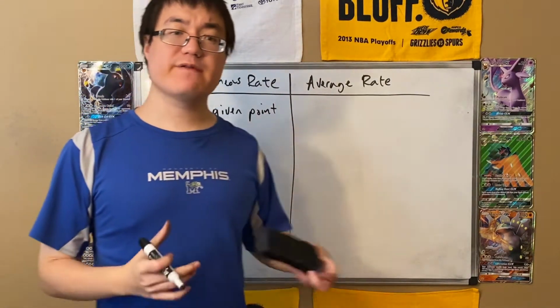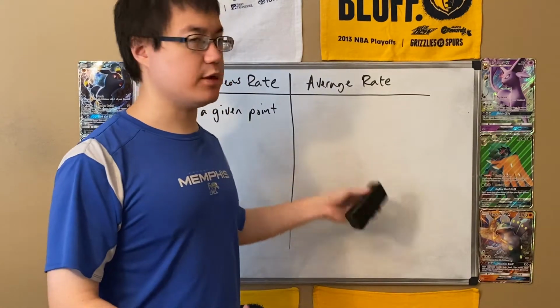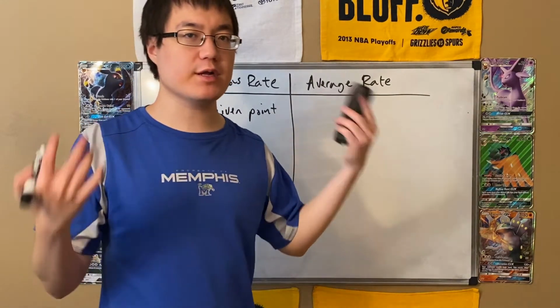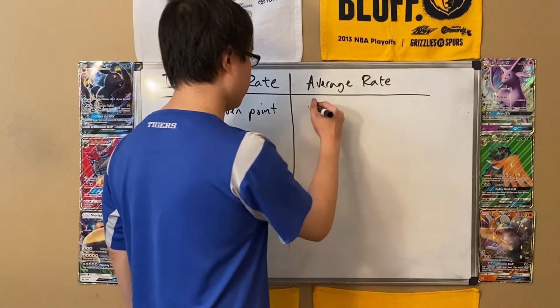An average rate is find the average rate over an interval. You don't find it at a time because you need to be able to take the average of something. So it's going to be over a time period, like from 2 to 6. So this is going to be over a time period.